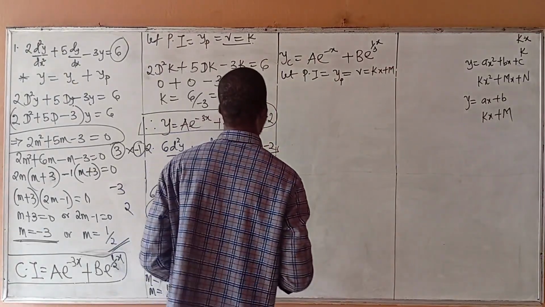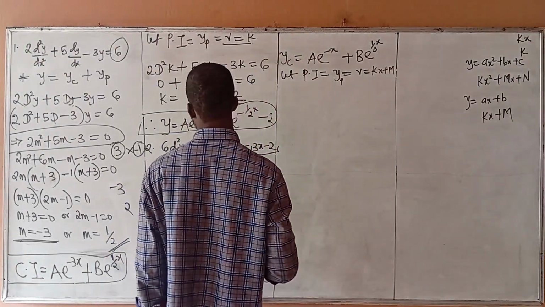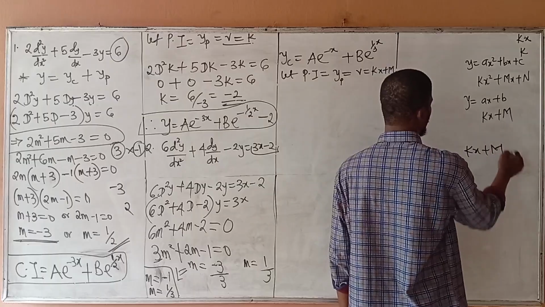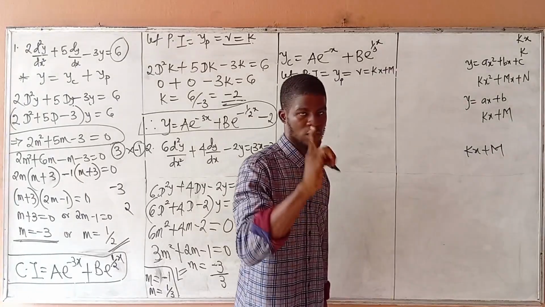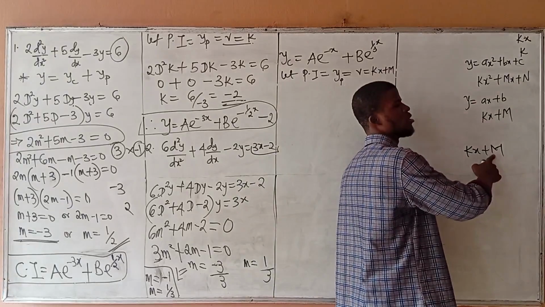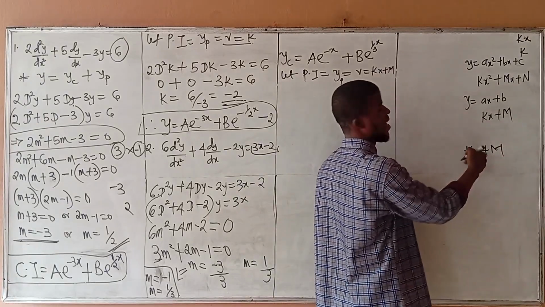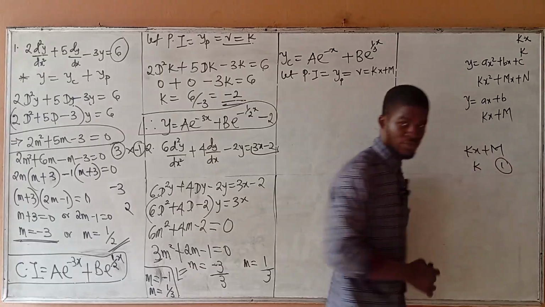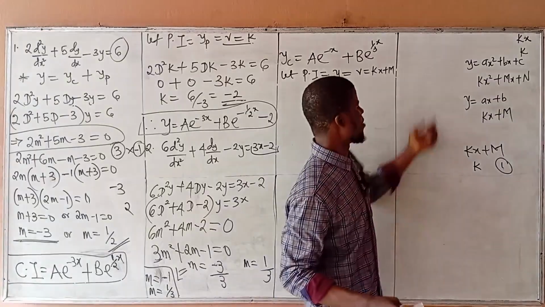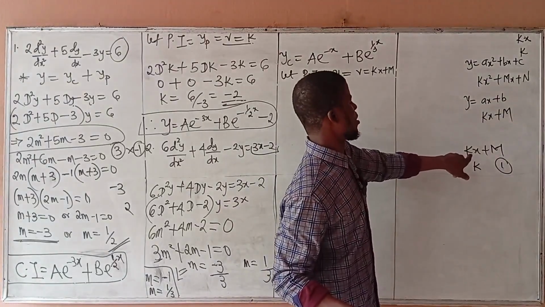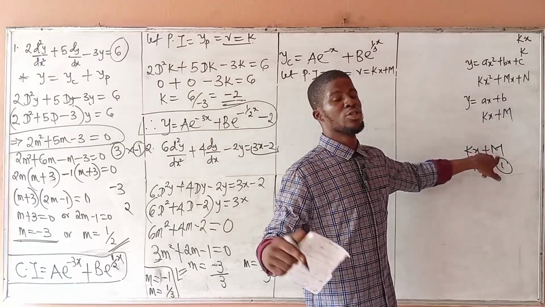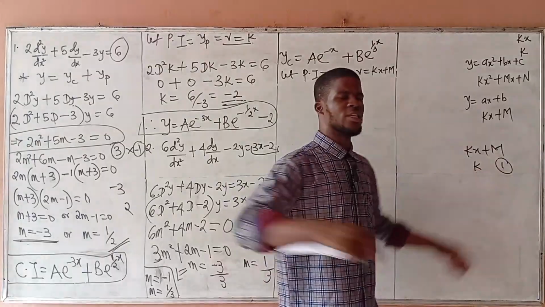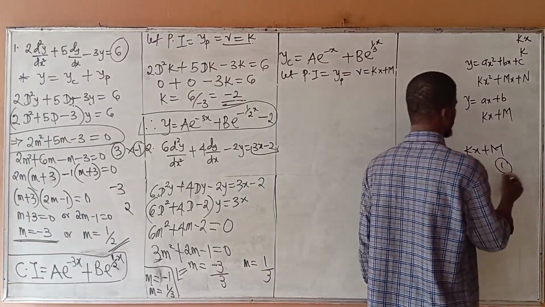Alright, let's go now. Mind you, if I differentiate kx plus n once, n is a constant, it gives me 0. Differentiating kx with respect to x gives me k. This is the first derivative. If I differentiate kx plus n 2 times, which is the second derivative, first of all, we got k. Differentiate k to get what? 0. This is the second derivative.